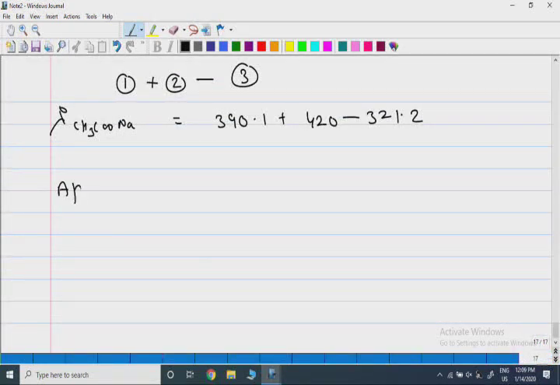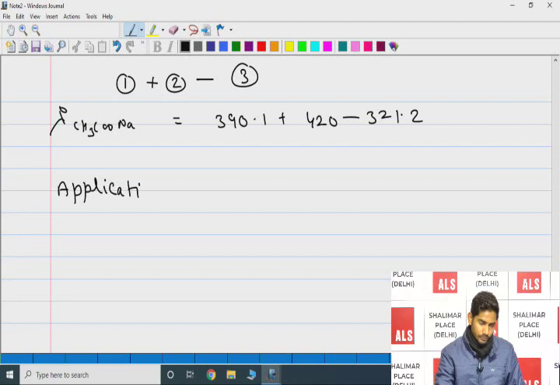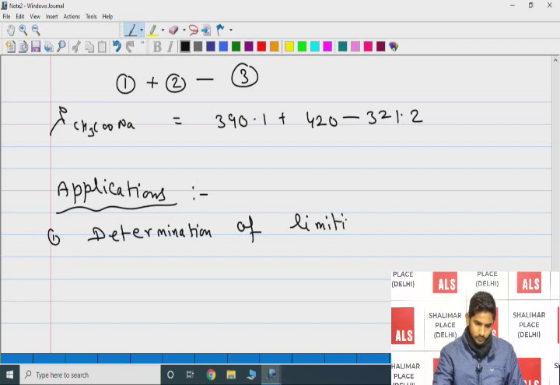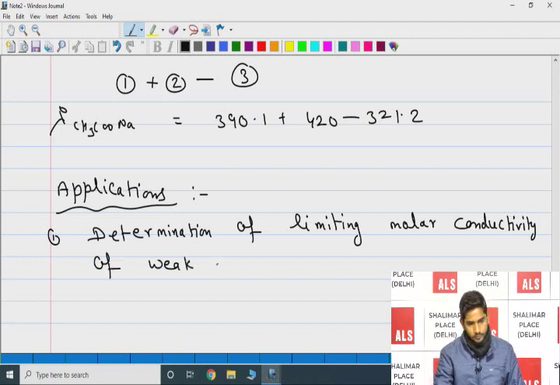Guys, look at your screen. Applications of Kohlrausch's law. First, determination of limiting molar conductivity of weak electrolyte. Okay, that we have simply discussed.